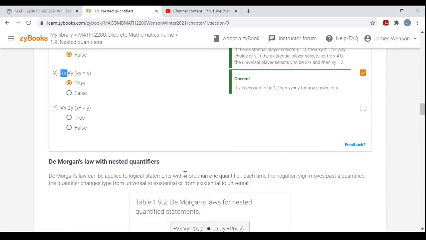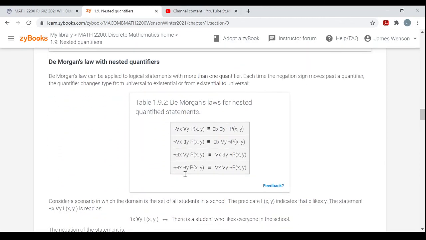And I'll leave that for you to think about. And I've already talked about the De Morgan's laws with nested quantifiers. If you're negating existential or universal statements, negating quantified statements, you push the negation through to the predicate. And as you do that, you switch all the quantifiers, so all the for alls become there exists, and all the there exists become for alls.